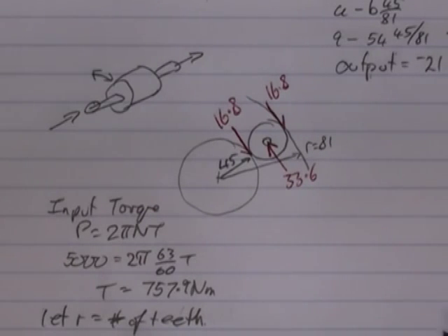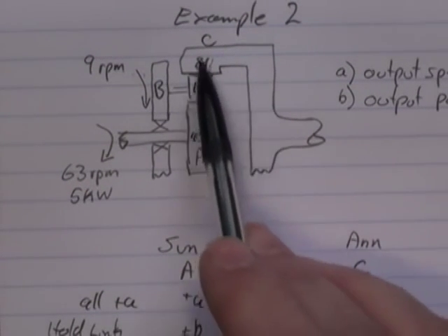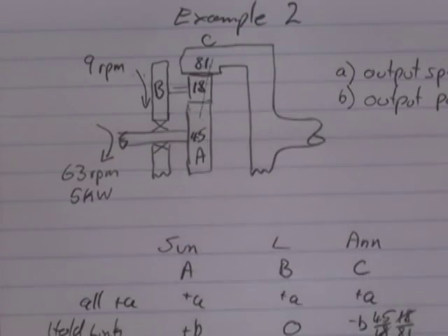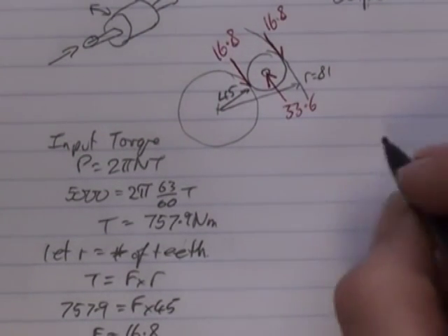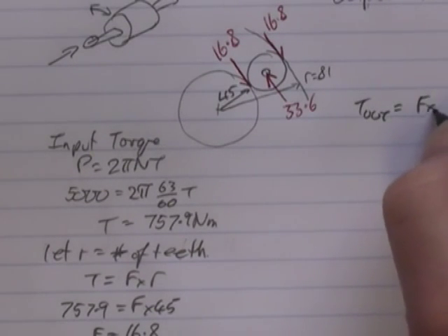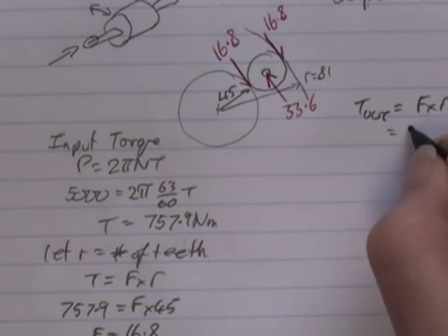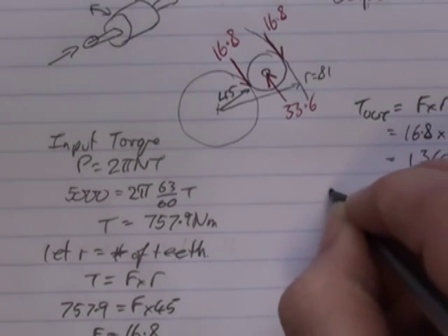So my output torque, remember my output was taken through my annulus gear. So my annulus gear had 81 teeth, so that's this one here. My output torque out will be equal to force times radius. My force, we said, was 16.8, and my radius was equal to the number of teeth, which is 81, which gives me an output torque of 1360.8.